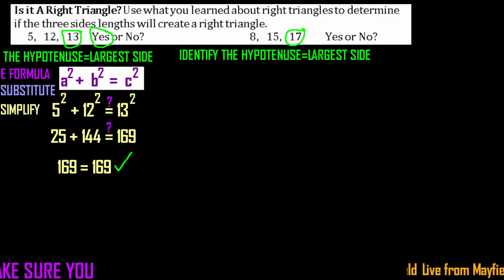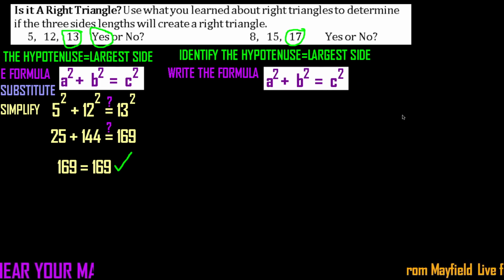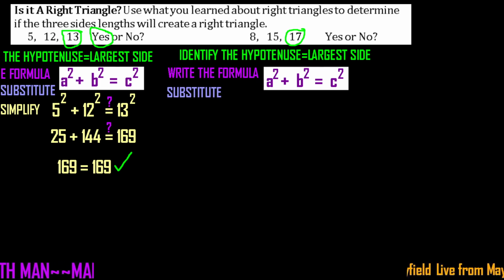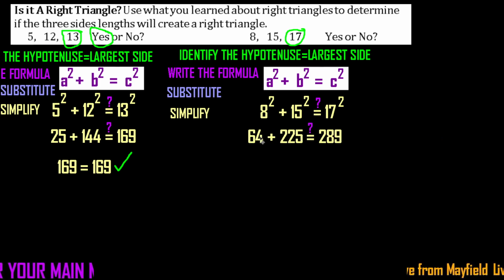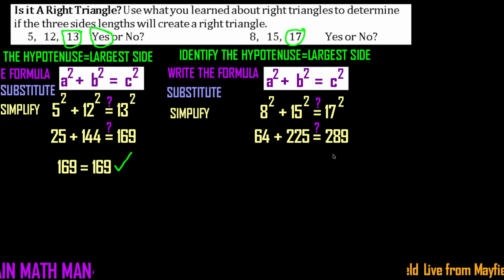So again, we're going to say, alright, we want to be able to write that formula out for ourselves. So we're going to have a squared plus b squared equals c squared. Let's substitute in our values for our variables, and so we're going to say, all right, is 8 squared plus 15 squared, is that equal to 17 squared? Again, notice the question mark because we're trying to see if this is correct. Again, then we can just simplify. So we're going to take 8 squared, which is 64, and then we're going to have 15 squared, which is 225, and then we have 17 squared, which is 289.